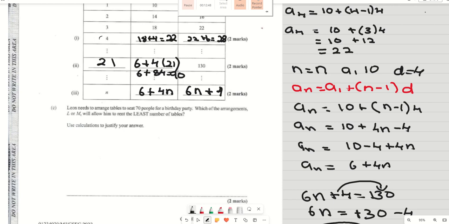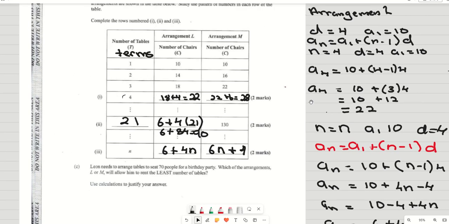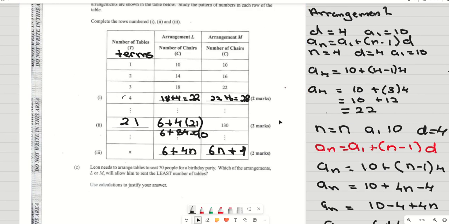Okay, so part C says Leon needs to arrange tables to seat 70 people for a birthday party. Which of the arrangements L or M will allow him to rent the least number of tables? Use calculations to justify your answer. So we want to know which one would have the least number of tables. Remember, in this case, n is your number of tables.